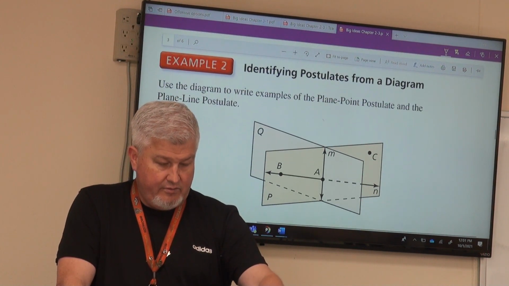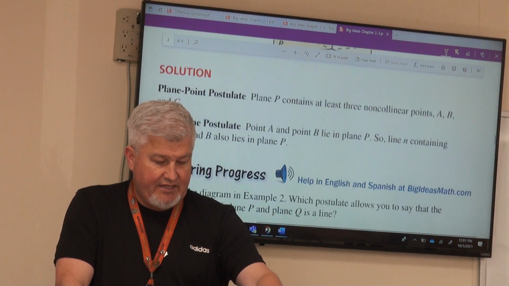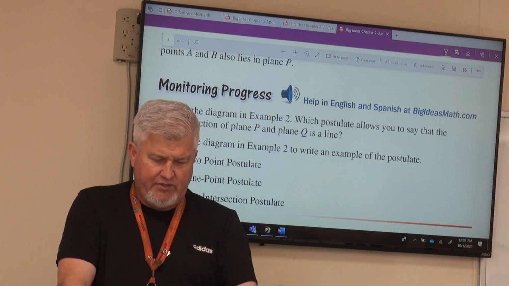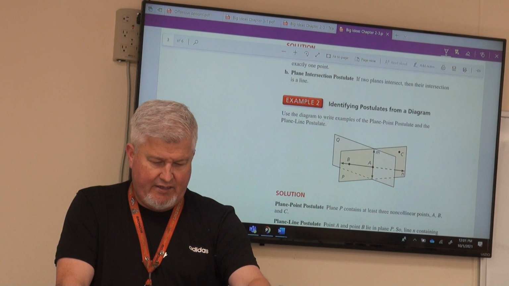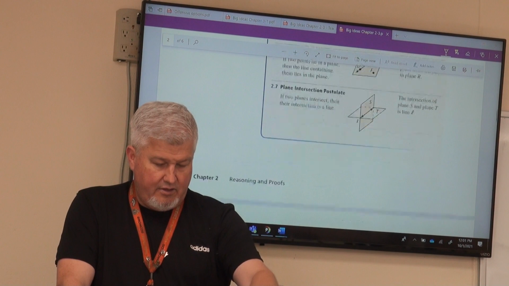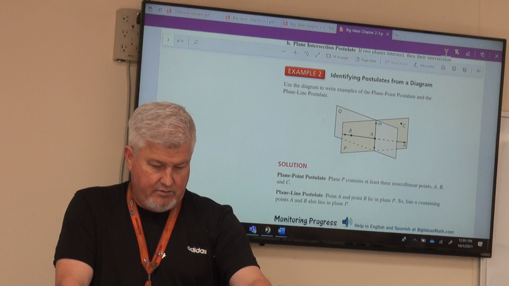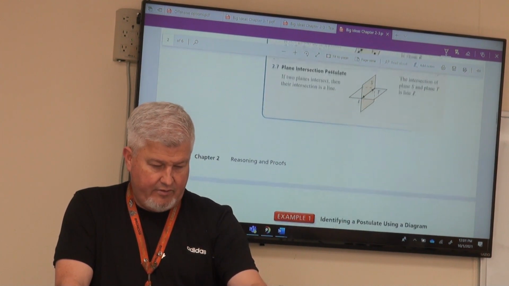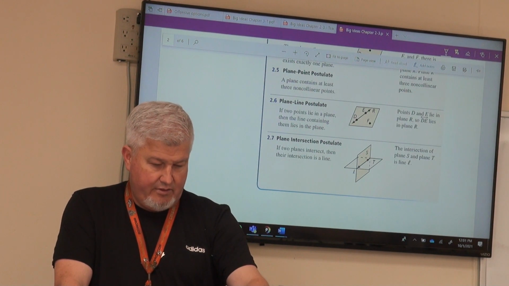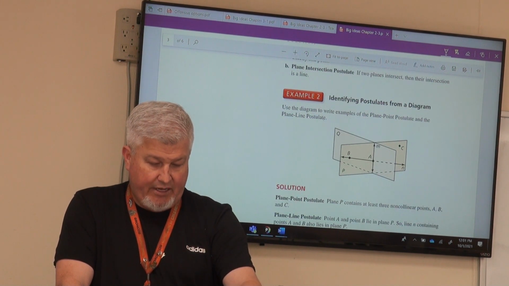Okay. So looking at example 2, plane P and plane Q, what is the postulate that says it is a line? Okay, that's almost like a redundant question. That's confusing me. Let me make sure I'm not missing anything because I think we already did that. I believe that is the plane intersection postulate. Oh, maybe it's asking it that way. No, it's not. The plane line postulate, one in the plane. Oh, I said that one backwards. Oh, I see, the plane line postulate.